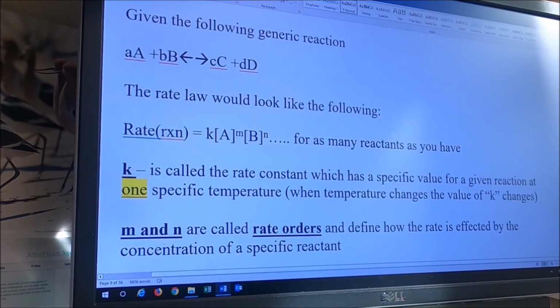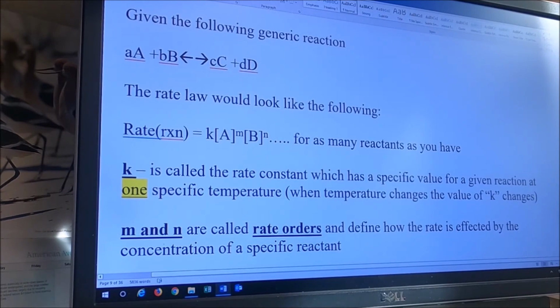So if we have the reaction little a of A plus little b of B going to little c of C plus little d of D, then the rate law would be: rate is equal to k, concentration of A to the m power, concentration of B to the n power, and if there were more reactants, we would include them as terms here, raised to a power. k is called the rate constant. It has a specific value at a specific temperature. You change the temperature, you change the value of k. So k is where temperature shows up in the rate law.